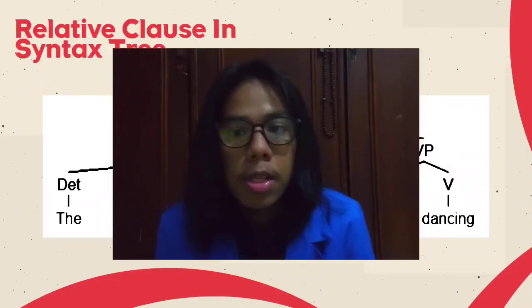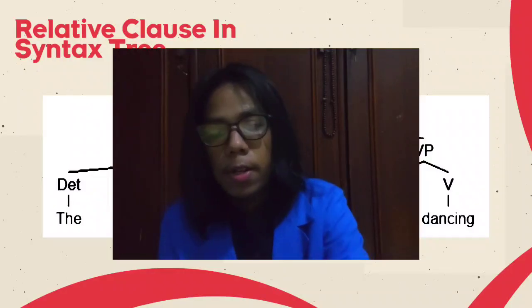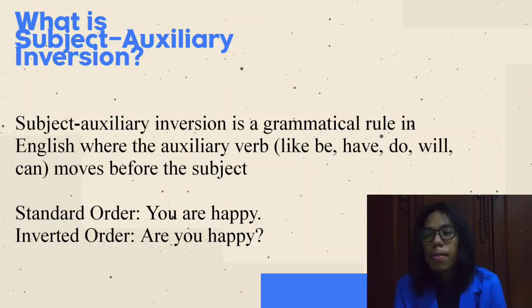And next we jump into the subject auxiliary inversion. So what is subject auxiliary inversion? Subject auxiliary inversion is a grammatical rule in English where the auxiliary verb moves before the subject. In standard order, you are happy, and in inverted order, are you happy. It has a different meaning, because are you happy forms a question.